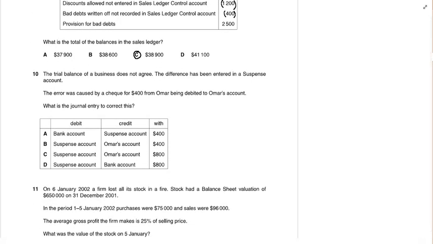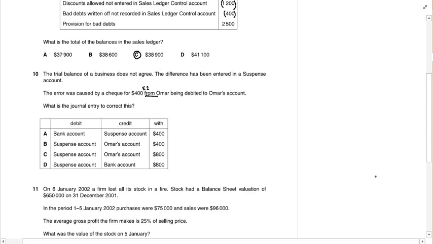Right, then the final question on this session. The trial balance of a business does not agree. The difference has been entered in a suspense account. The error was caused by a cheque of 400 from OMA. From OMA means OMA is the one who is giving. Remember, double entry states that we debit the receiving account and credit the giving account. But it was debited to OMA's account, meaning we have debited OMA instead of crediting OMA. So in correcting this error we will first have to multiply 400 by 2, because the amount is existing on the wrong side, and we put it on the side where it belongs.